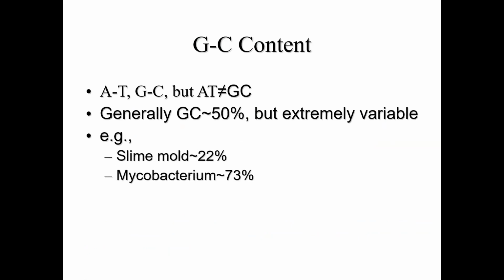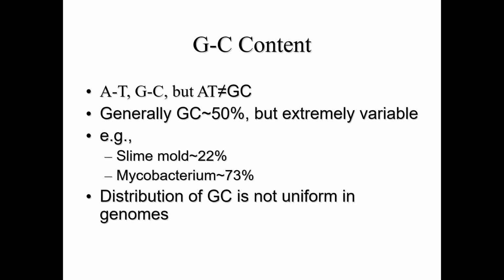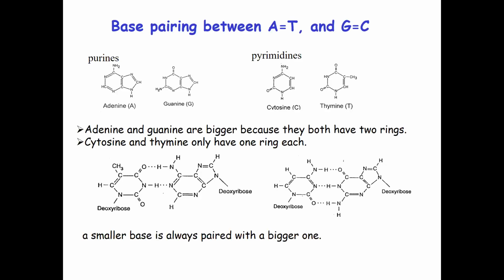For example, slime mold GC content. The bases are adenine, guanine, cytosine, thymine. Among the 4 nucleotide bases, GC content is 22% in slime mold and 73% in mycobacterium. So you can imagine how different. The distribution of GC is not uniform in the genome. So different genomes have different GC content. It is one of the unique characters for the species.